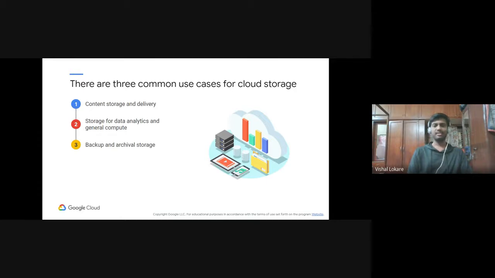Second can be for the internal data analytics that the company needs to have, and for other operational purposes. Then there's also backup and archival storage that you can use.